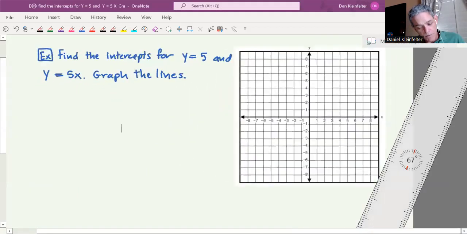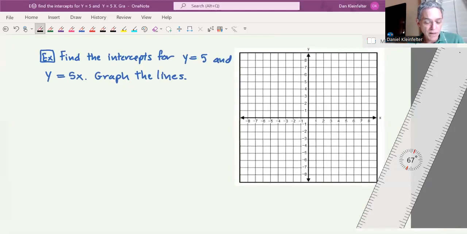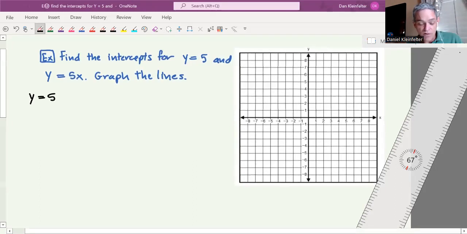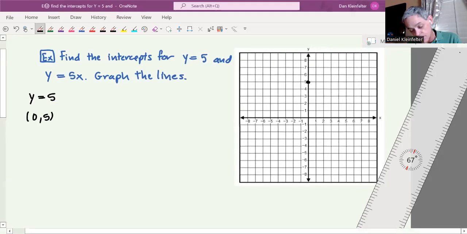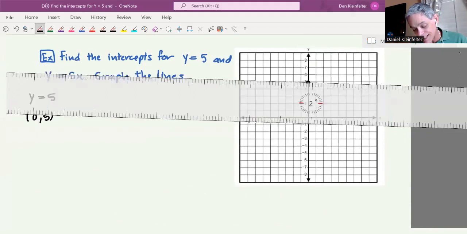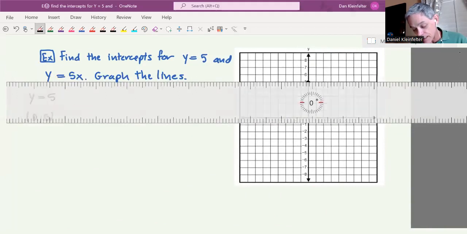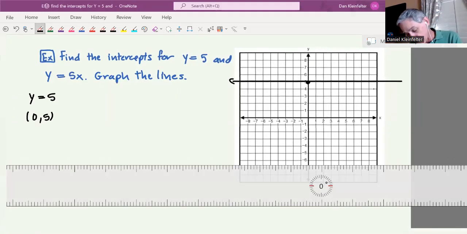Okay, let's try 2 more. For this one, we're going to draw the graphs on the same xy plane. First, we have y equals 5. Y equals 5, as you remember, is going to be a horizontal line. And here, if x is 0, y is 5, that will be our 1 point on the line. This one, you'll notice, does not have an x-intercept. It will only have a y-intercept at the point 0, 5.